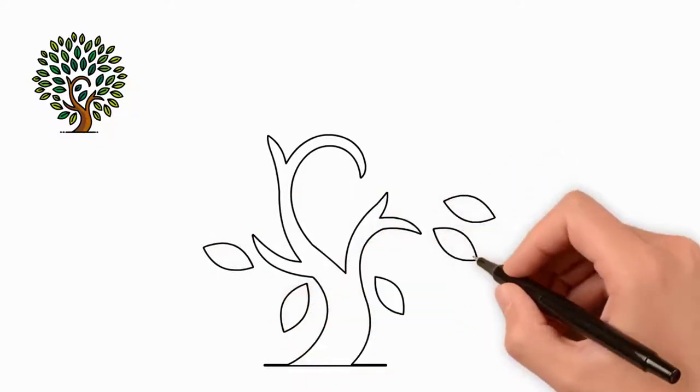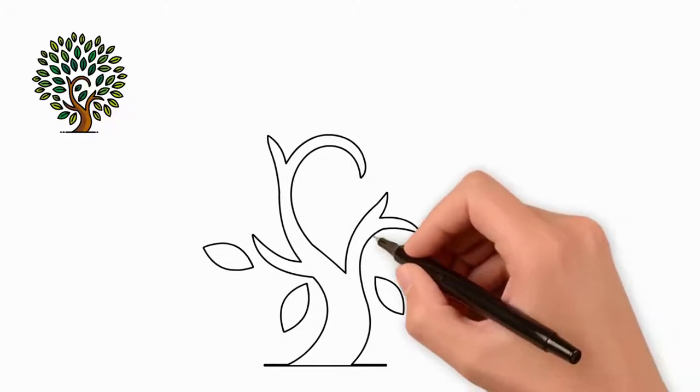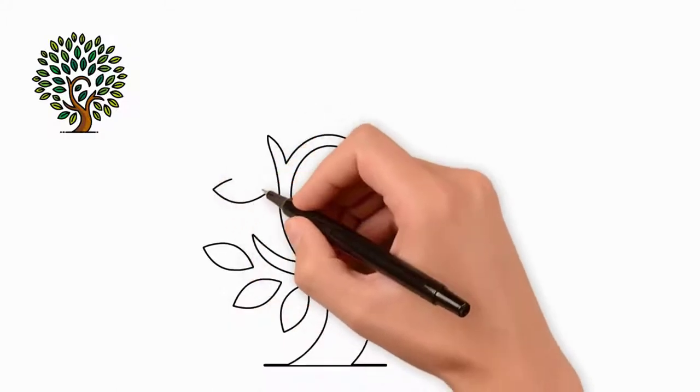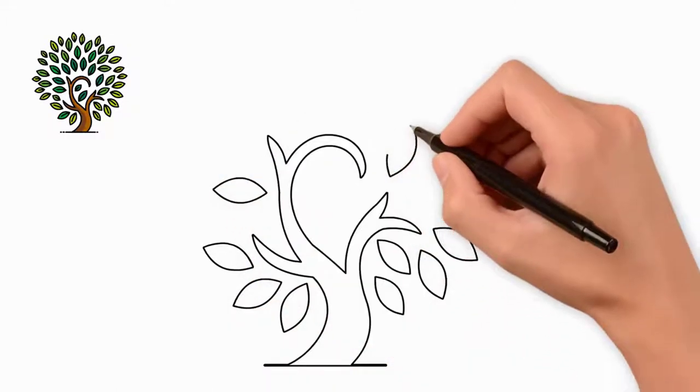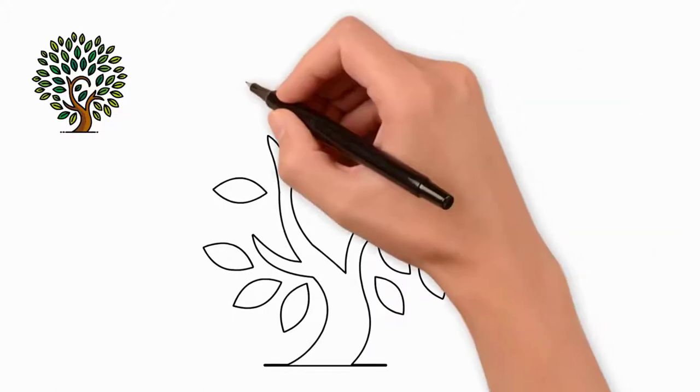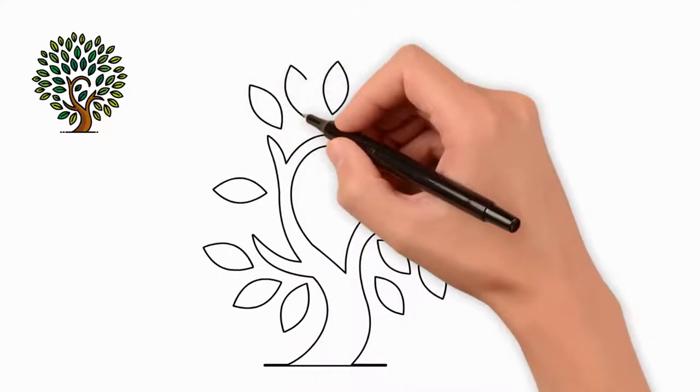Draw small branches. And now it's time to draw the leaves. Our tree is deciduous. We draw wide leaves. The leaves are drawn around the trunk. Each leaf grows on a twig.